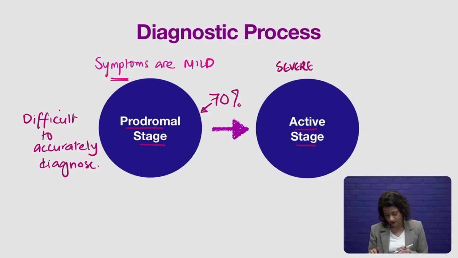So just basically remember that diagnosis at the prodromal stage is quite difficult to make, because the symptoms are mild and it's hard to tell if they are actually schizophrenia symptoms or are something else. And when a person reaches the active stage, which 70% of prodromal people may, then it is a point at which the symptoms are severe, they are persistent. So let's look at how the diagnosticians or the clinical psychologists actually ascertain the presence of schizophrenia.